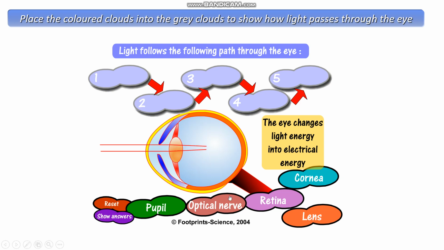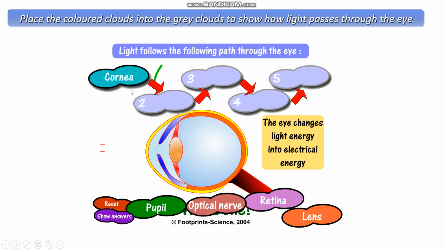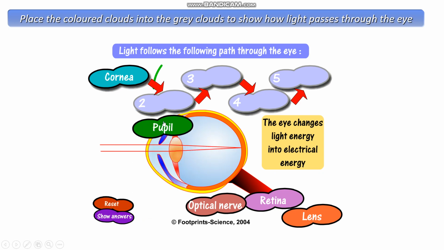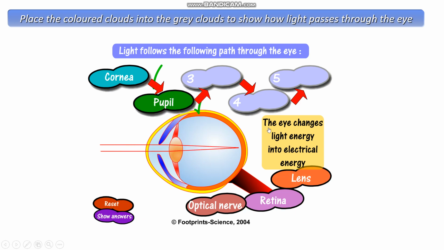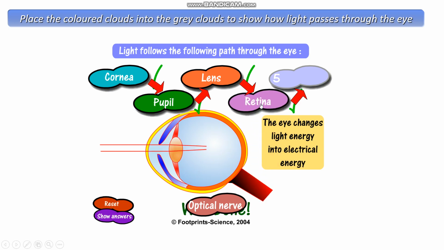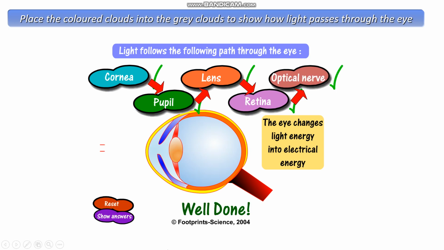Okay, so the first part of the eye the light enters is this outer bit here called the cornea, which helps to focus the light. The light then has to get into the eye via this hole here, which is called the pupil. The light then passes through the lens, through the vitreous humour, where it hits the back of the eye, which is called the retina, full of light sensitive cells which change the light into electric signals, which then travel via the optic nerve to our brain. So well done if you got those.